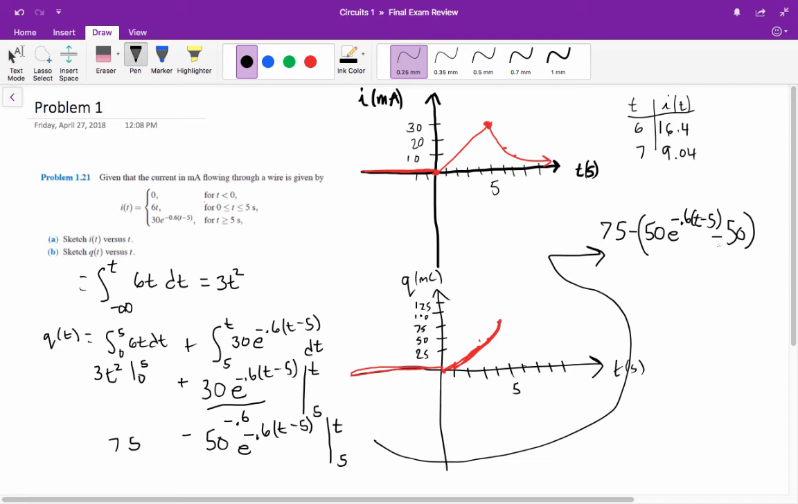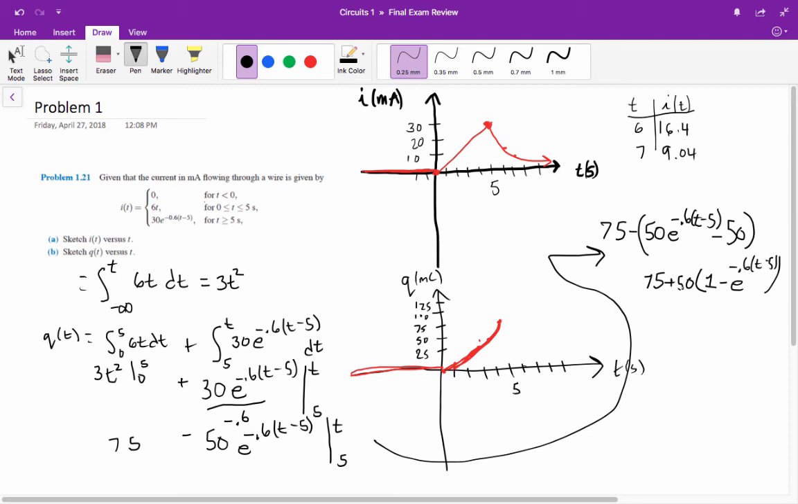And now I factor out a negative 50, and I just do that so it'll look like other problems that look like this. It'll end up with a 1 minus e to a negative power. So I factor out a negative 50, and a negative 50 and the minus sign here become a plus 50. This negative 50 becomes a 1, and this becomes a minus e to the minus 0.6 (t minus 5).